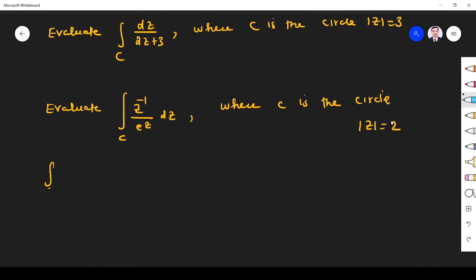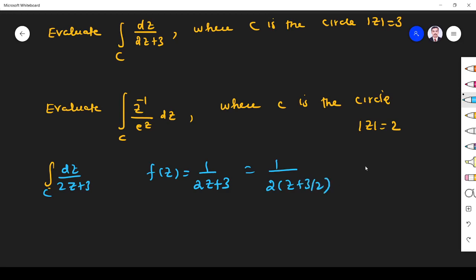The integral over C of dz by 2z plus 3. So I apply the residue theorem. So f of z is 1 by 2z plus 3. First we check whether this point lies inside the circle. So I can take 2 into z plus 3 by 2. So what is the pole? The pole at minus 3 by 2.